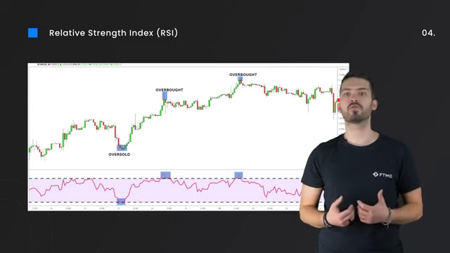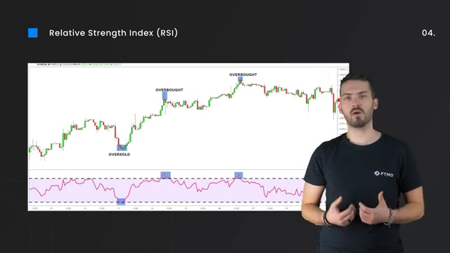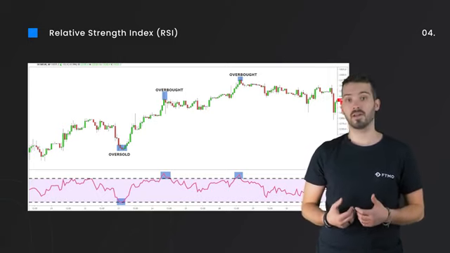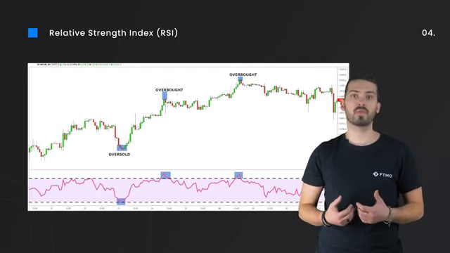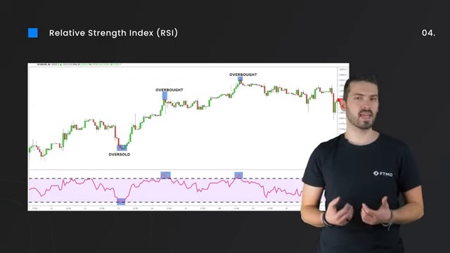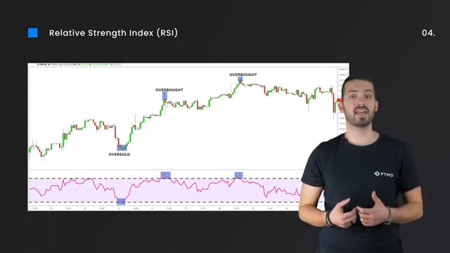RSI can be used to confirm trends. If a downtrend is occurring, the instrument should be found fluctuating between 10 and 50. If RSI breaks out of that level, it often corresponds with a break of the price as well. The same goes for an uptrend. Expect that the instrument is moving between 50 and 90.